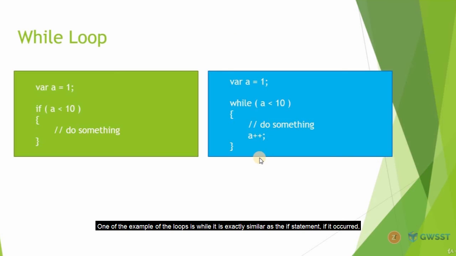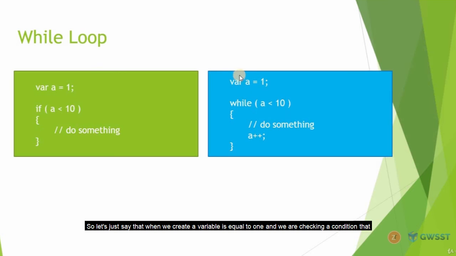One example of the loops is the while loop. It is exactly similar to the if statement. If you check out the if statement, we have a condition, and when the condition is met, we'll do something. The same way in the while loop, we have a condition, and when the condition is met, we do something. But the only difference here is we add an increment. Now there is a reason for it.